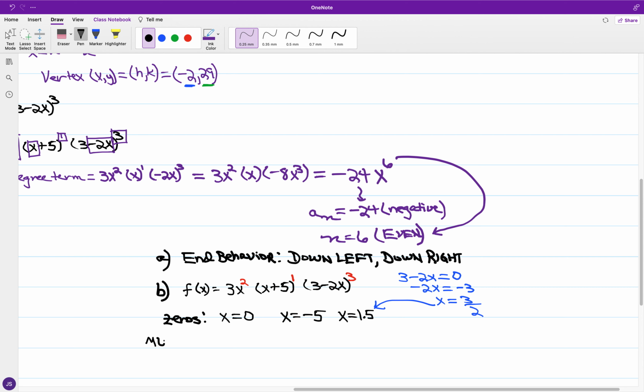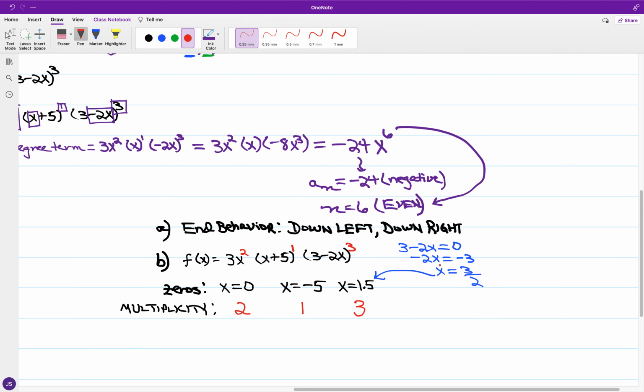And for the multiplicity, 0 stems from, again, the first x factor, where we had the variable raised to the second power. So 0 has a multiplicity of 2. X minus 5 stems from x plus 5, which implicitly is to the first degree. And 1.5, or 3 halves, stems from 3 minus 2x, which is cubed. And so that multiplicity is going to be 3.